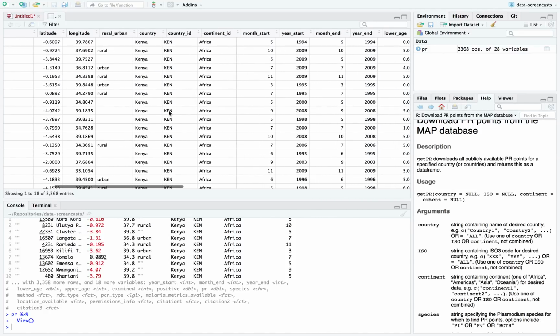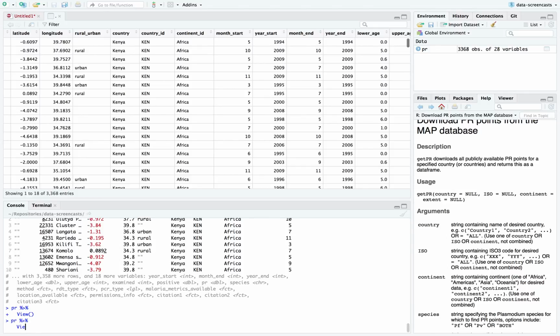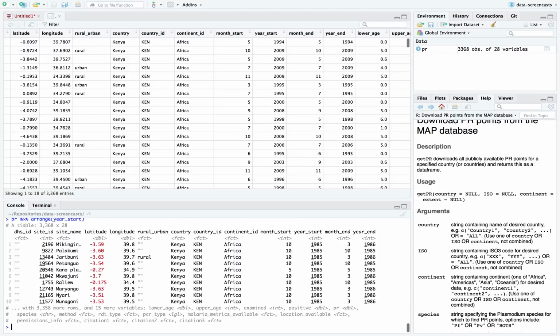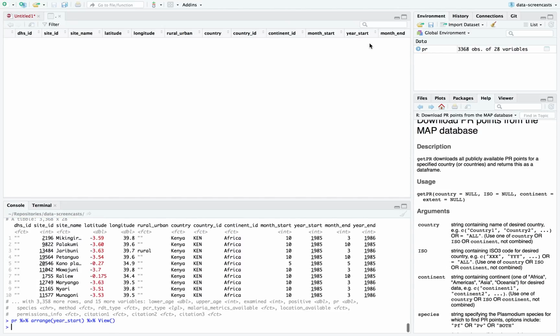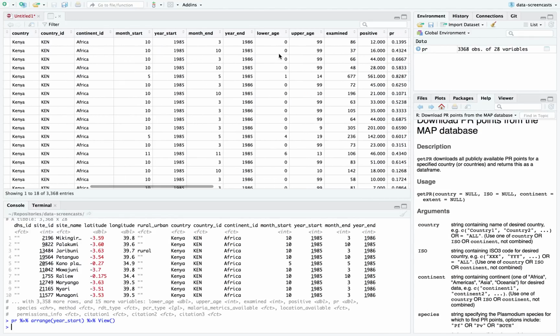We're getting all our data from Kenya right now to start. There's data over time. That's really interesting to know because I might want to arrange that by, let's start with year start. Okay, so PR is at a particular time point. It looks like it might have a start or end, usually equal to each other in this data. But if I try arranging it, I see some of them can be over a period of time.